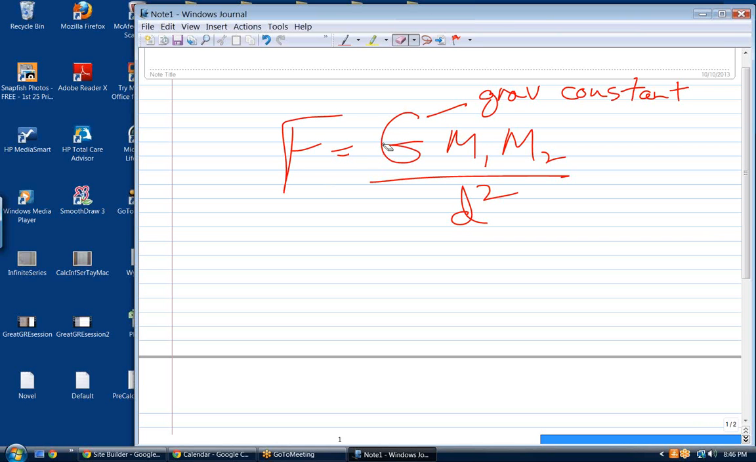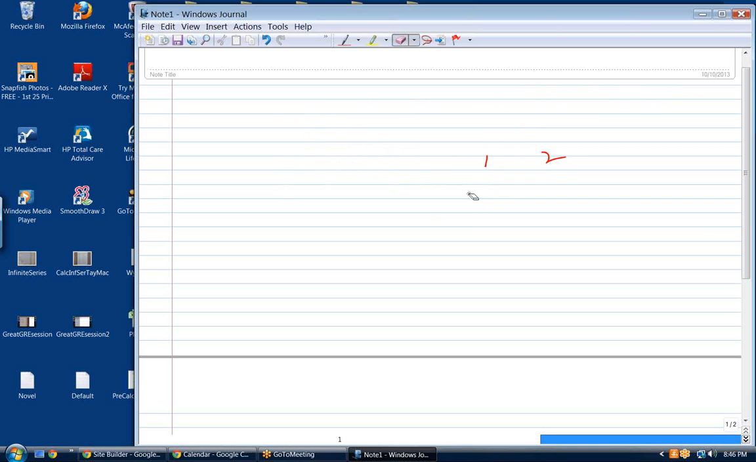Okay. And this G is just another K. In other words, if I made that K, now you can see that it varies jointly with M1 and M2 and inversely with the square of D. All right. That was actually, Newton came up with that. Sir Isaac Newton.